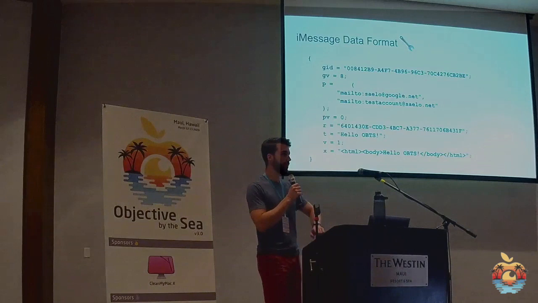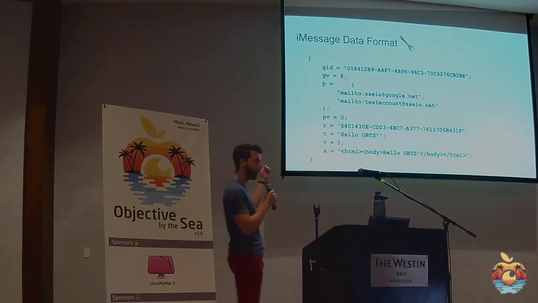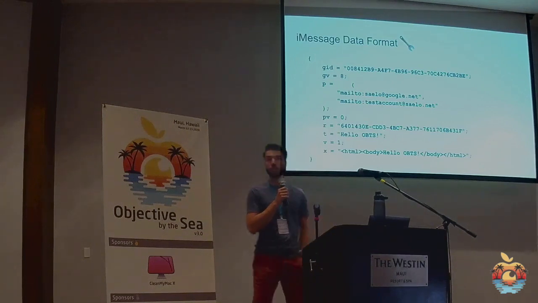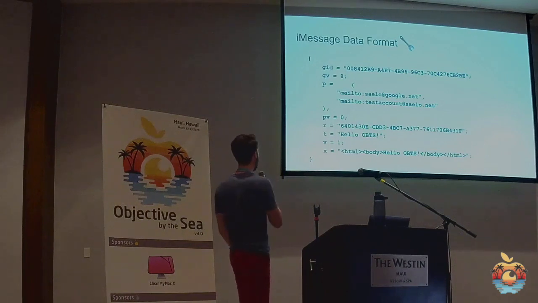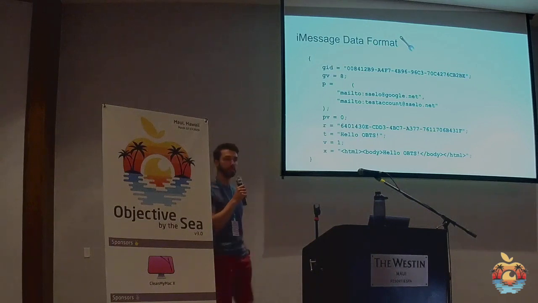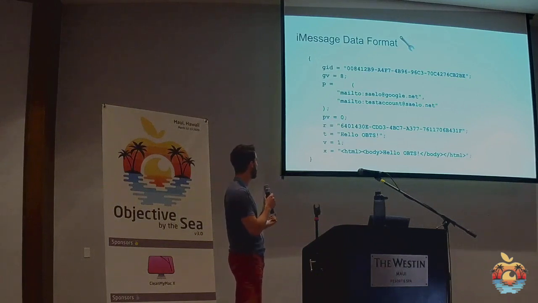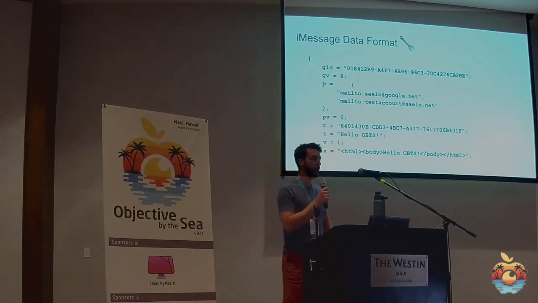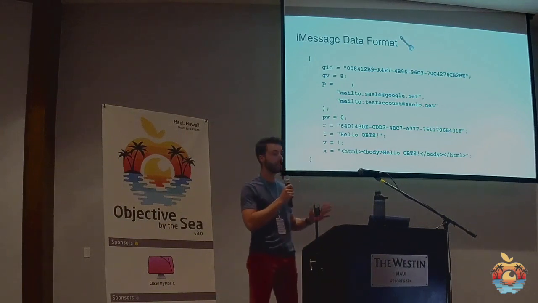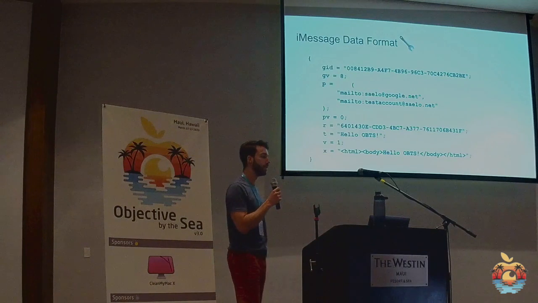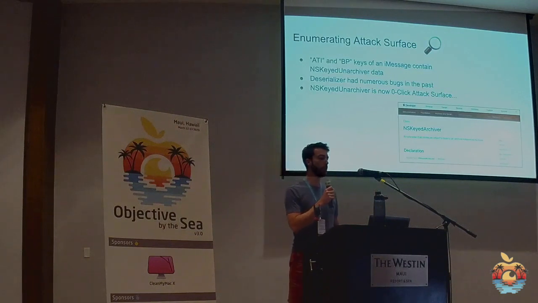In terms of wire format, what actually gets sent over the network, this is how it looks. It's plists. This is the textual representation, but it's really binary plists that are being sent. Most of these keys are self-explanatory: P is participants, T is the text content, V is probably some version. Interestingly, there's also some XML in there. It looks like HTML, but it's not. It's pretty complex, and it had a couple of bugs in the past. Ian Beer found some, for example.